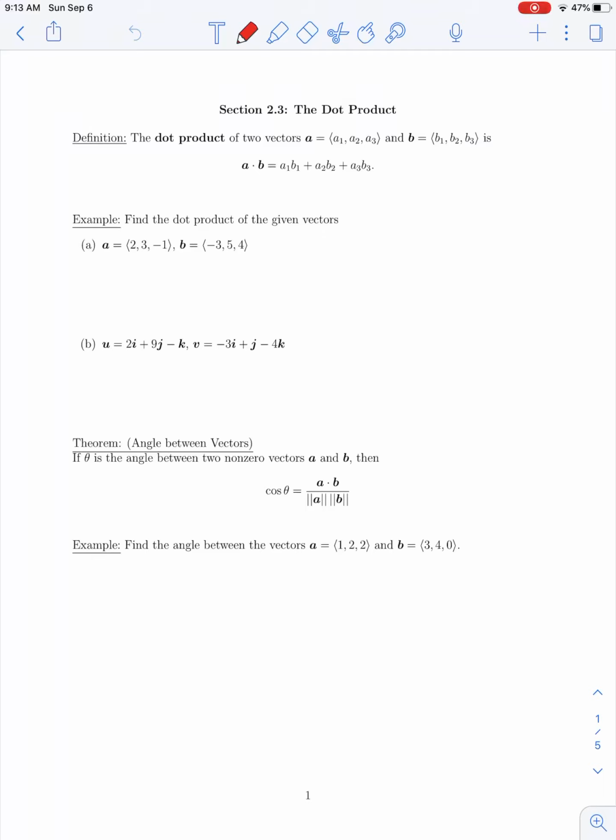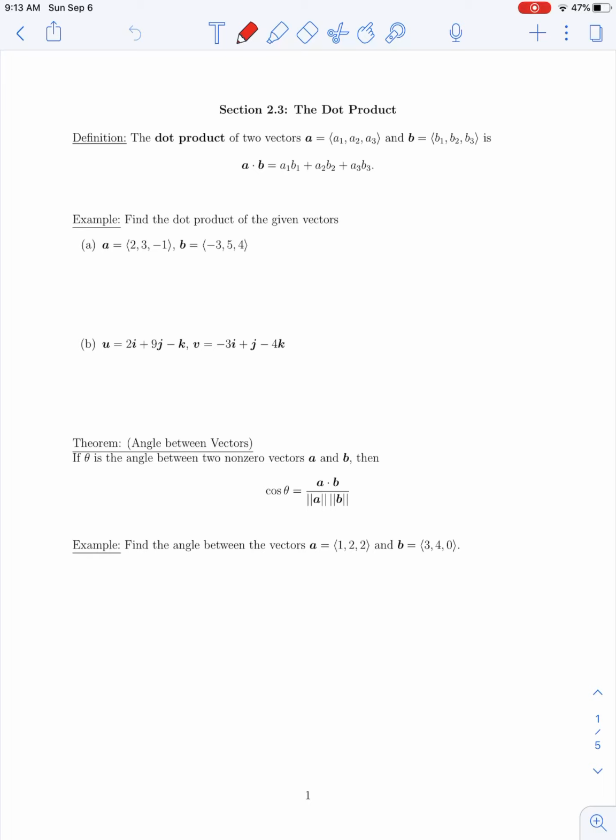Okay, in this lecture we're going to cover the section 2.3 material on the dot product. Now in our previous sections we had introduced the idea of a vector, either in the plane or in space, and we defined a few operations that we can perform on vectors, namely addition, subtraction, or scalar multiplication. So in this section we'll talk about another operation that we can perform on vectors called the dot product.